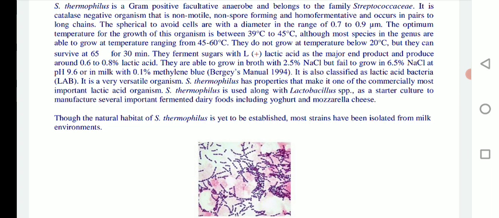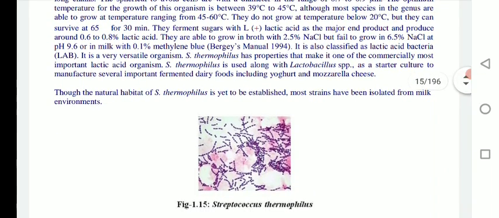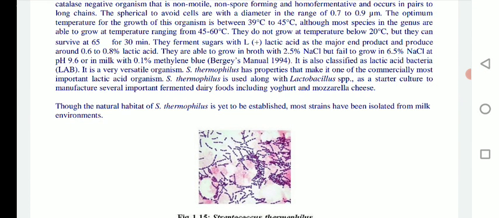Although most species in the genus are able to grow at temperatures ranging from 45 to 60 degrees Celsius, they do not grow at temperatures below 20 degrees Celsius. But they can survive even at 65 degrees for 30 minutes. So this is the pasteurization temperature. So Streptococcus thermophilus can still survive after pasteurization.